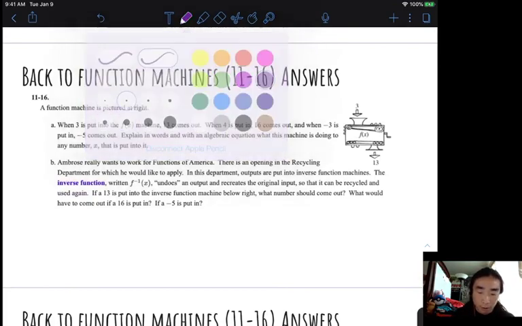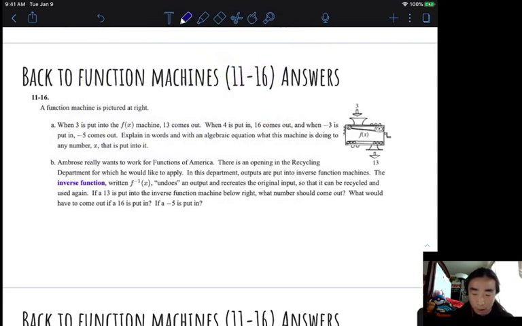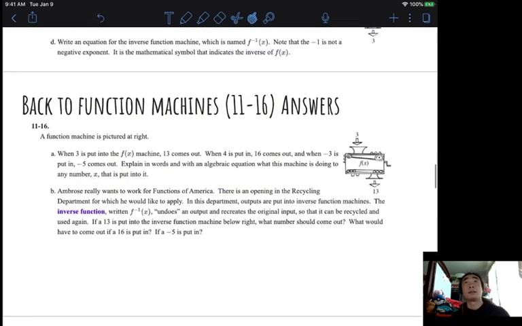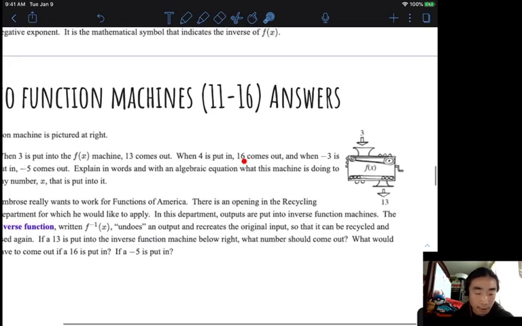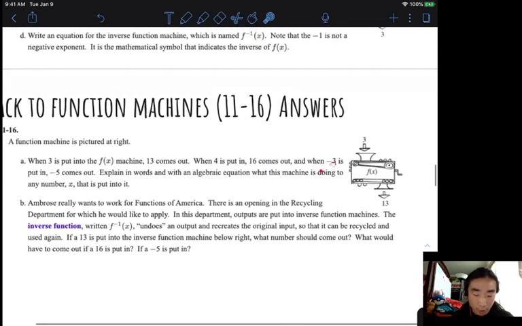So, as I'm reading, here we have a function machine. A blast from the past. It looks like when we put in a 3 into this function machine, represented by f of x, it spits out 13. Then when I put in a 4, a 16 comes out. When I put in -3, -5 comes out. So explain in words and with an algebraic equation what this machine is doing for any number x that is put into it.